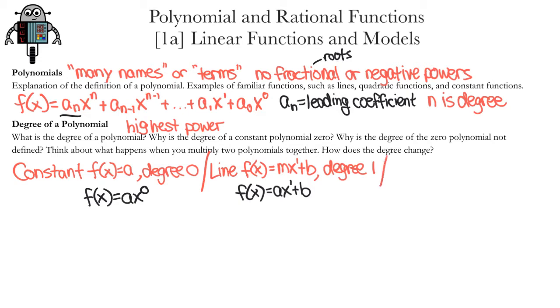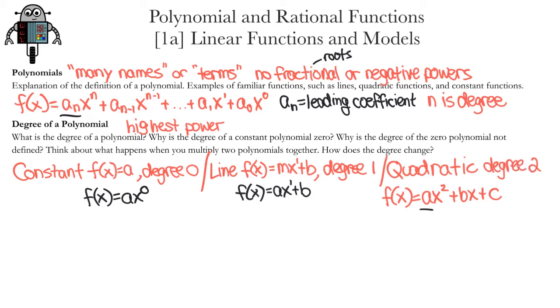The last polynomial function that I'll mention here is a quadratic function. The standard form for that is f of x equals ax squared plus bx plus c. a is the leading coefficient, and b, you might think, oh, maybe is that slope? It's definitely not. The degree of a quadratic function is 2, because that's the highest power of x.